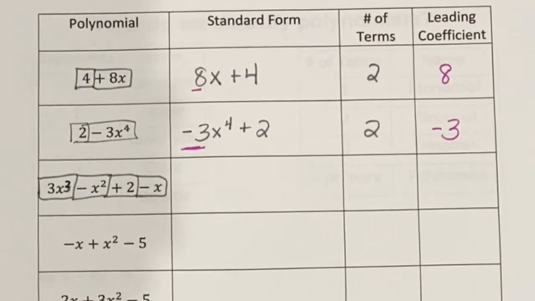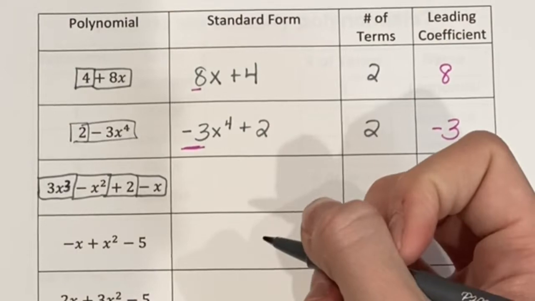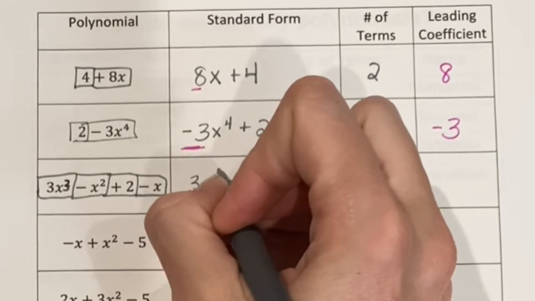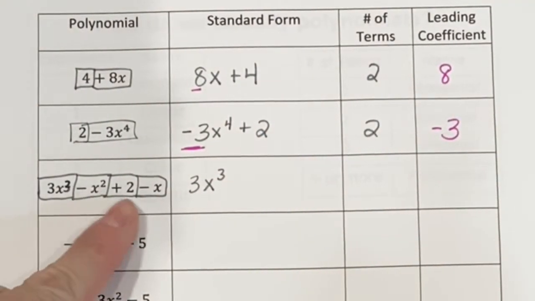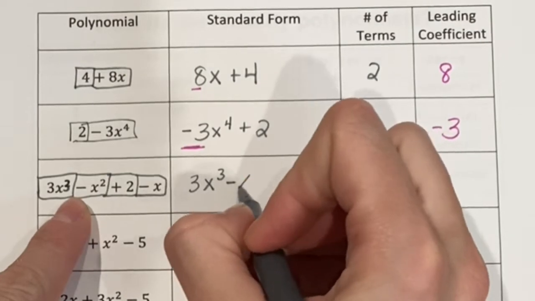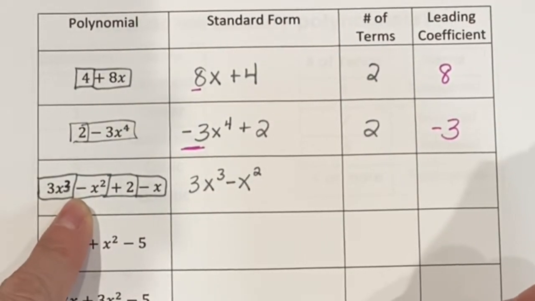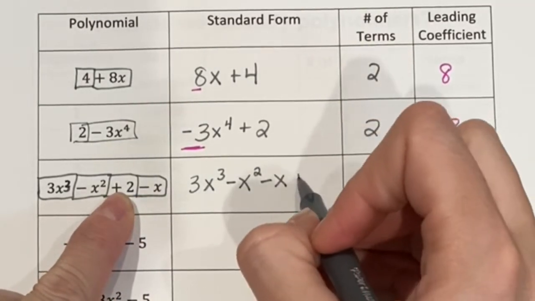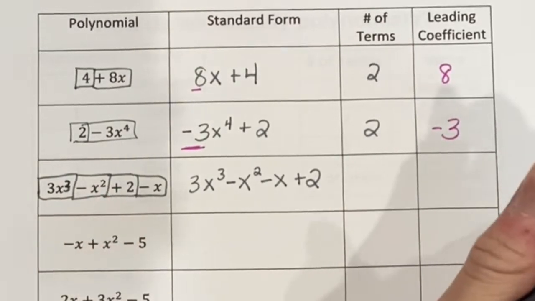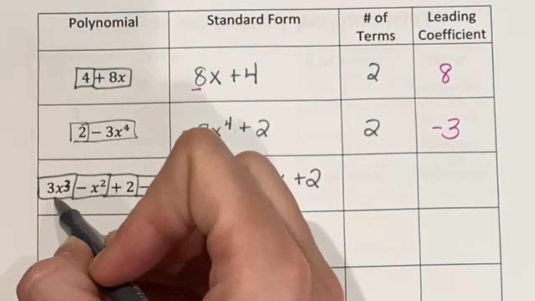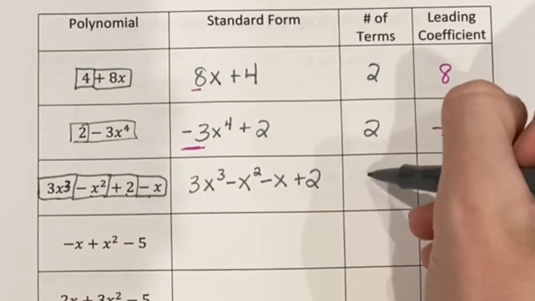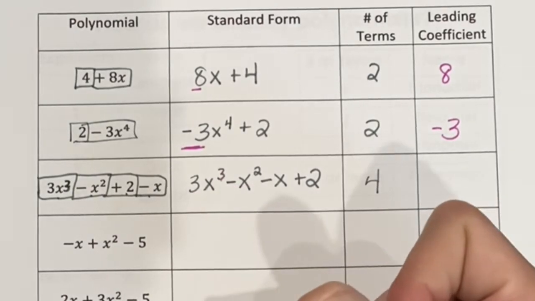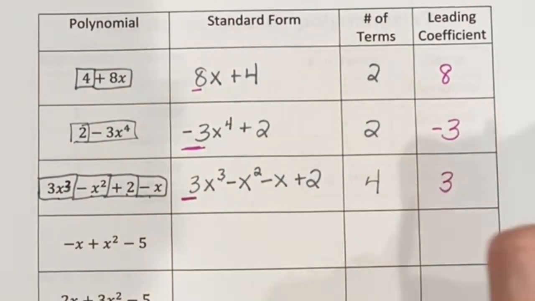What I'm going to do here is rewrite them from highest exponent to lowest exponent. Well, my highest exponent is that 3 there, so I'm going to keep the 3x cubed first. Then the next highest exponent is that squared, so I have the minus x squared next. The next highest is my minus x. And then lastly, I have my constant of a positive 2. So how many terms did I have to put in order here? The terms were 1, 2, 3, 4. So there were 4 terms. And my leading coefficient, well, the 3 is my highest exponent, and the coefficient there is a 3.